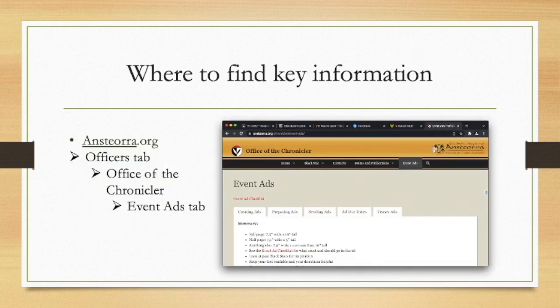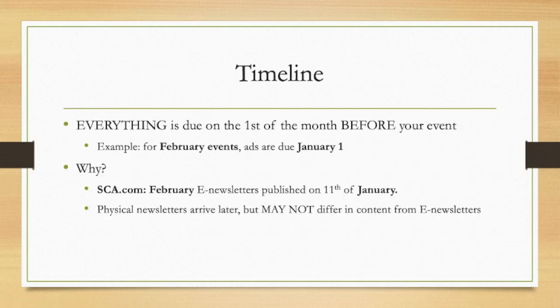Okay, where do you find your key information? All this information is available on the Chroniclers website off Ansteorra.org. First, go to Ansteorra.org, go to the Officers tab, go to the Office of the Chronicler, and then there's a tab just for event ads, and that has all the information we're going to cover here in this class and the event ad checklist form that you absolutely need to be familiar with. So if you have any questions, first place you should go is that event ads tab on the Kingdom website for the Chronicler.